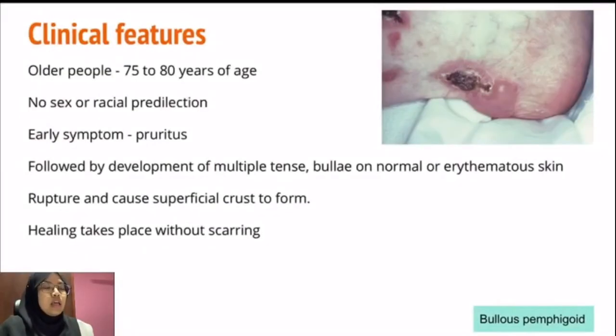Clinical features: it usually affects older people, 75 to 80 years of age. There is no sex or racial predilection. The early symptom is pruritus, followed by development of multiple tense bullae on normal or erythematous skin. When the bullae rupture, a superficial crust forms, and healing takes place without scarring. As you can see in the picture, there are bullae and also a superficial crust.